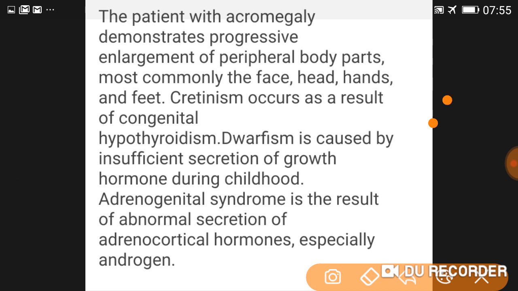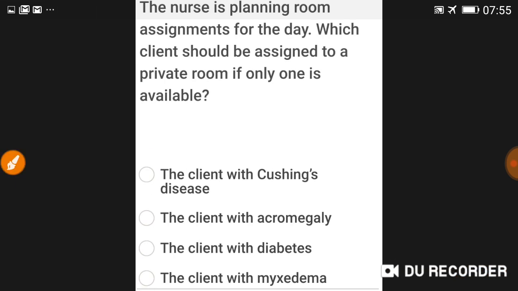Cretinism occurs as a result of congenital hypothyroidism. Dwarfism is caused by insufficient secretion of growth hormone during childhood. Adrenogenital syndrome is a result of abnormal secretion of adrenocortical hormones, especially androgens. So, guys, I hope till here it's clear now.